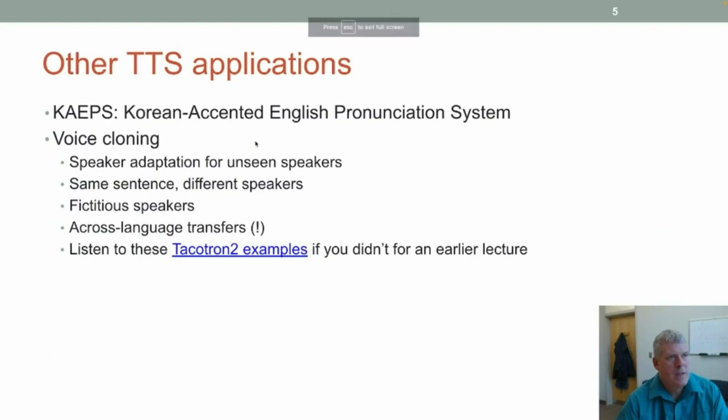Other TTS applications, there's this website called Korean Accented English Pronunciation System, where a native English speaker would speak, and it would turn it into Korean accented pronunciation. The person who created that for her dissertation got a job with the government, and they asked her to take it down, so it no longer exists. But also voice cloning. There's some really interesting examples here where you have a sample of someone's voice, and then you can synthesize the voice to say other things. And you can even create new voices.